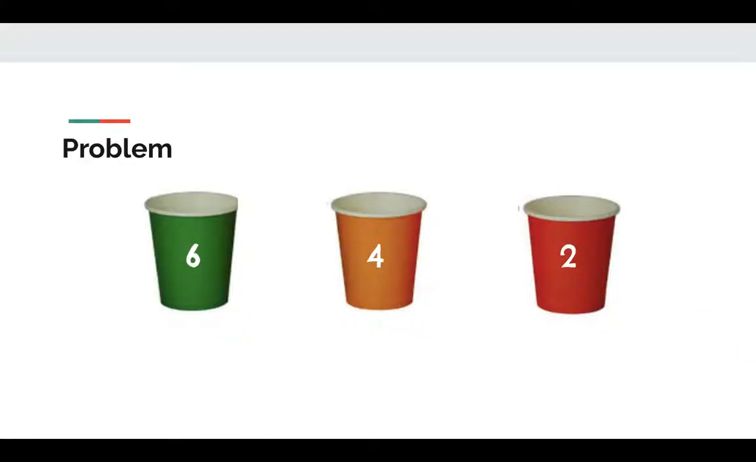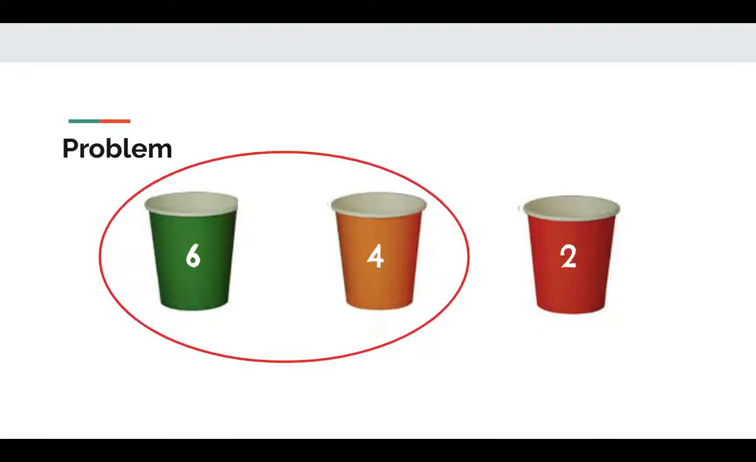Let's look at our one last property for today. Let's say that I have 3 cups and they have different numbers of counters. I have a green cup with 6 counters, an orange cup with 4 counters, and a red cup with 2 counters. If I want to add all of them together, let's say that I start with 6 plus 4. If I put those cups together and I count how many I have all together, I have 10, and then I need to add my 2 more, which would mean I would have 12.